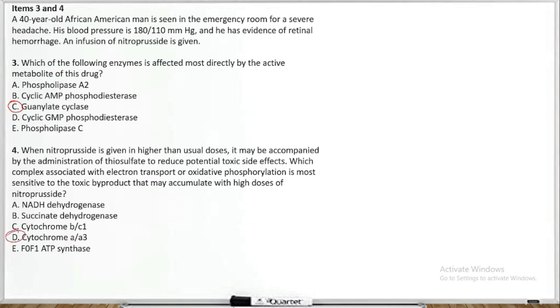Don't forget, I told you that 1 plus 3 gives us 4, and 2 plus 1 gives us 3. So this one is for complex 3. The answer is complex 4.